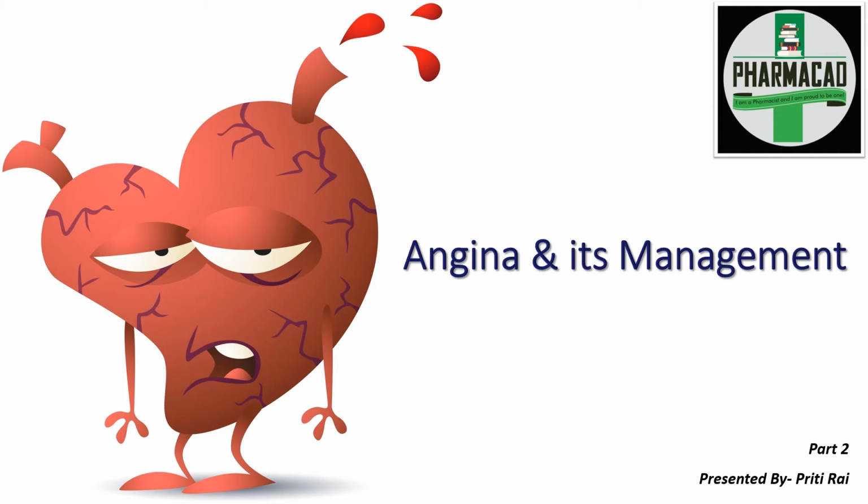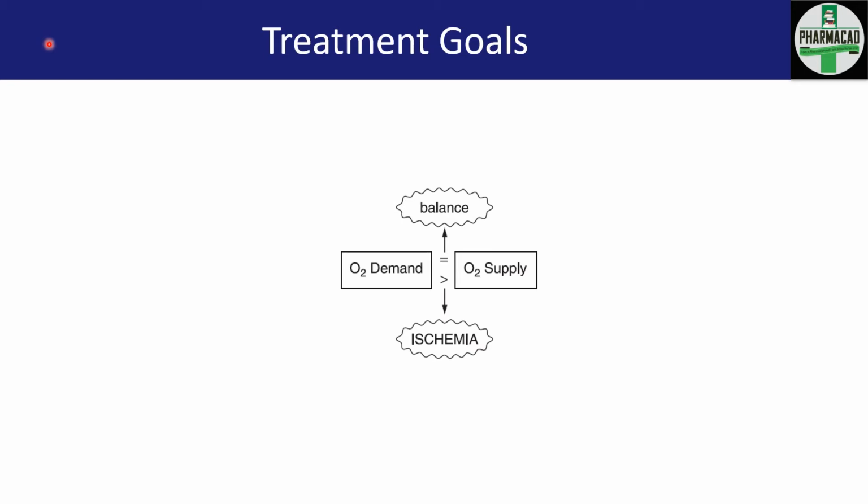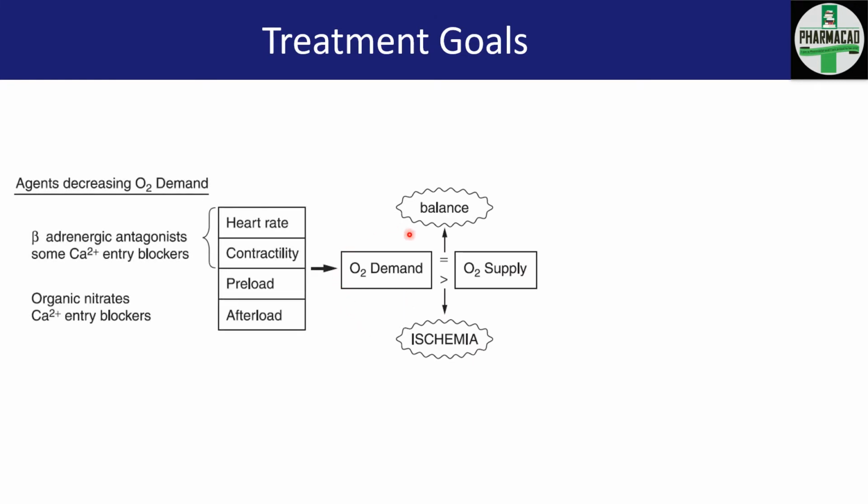So let's start with the second part of angina, that's treatment options available for angina management. So we have already seen the treatment goals in angina. We know that oxygen supply to the heart wall is less compared to demand, and in management we have to see how we can reduce oxygen demand by the heart wall. We can reduce oxygen demand by reducing the workload on the heart wall. How to reduce workload? By decreasing heart rate, contractility, preload and afterload on the heart.